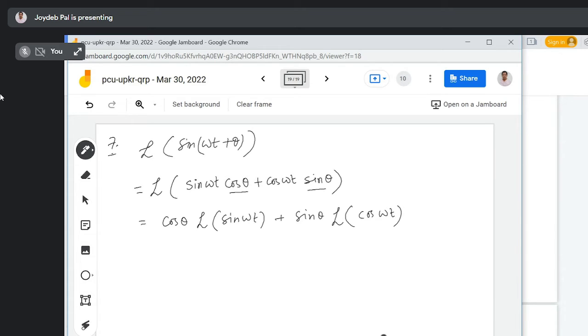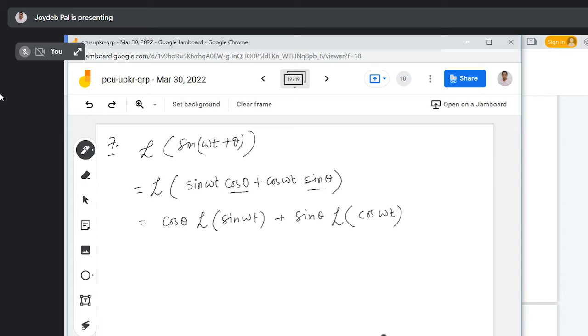बोलो समझ में आया कि नहीं, कुछ डाउट है यहाँ पे, कैसे हुआ? Simply these are constant, so constant can be taken outside the Laplace transform by the linearity property. So I have written this line by the linearity property.